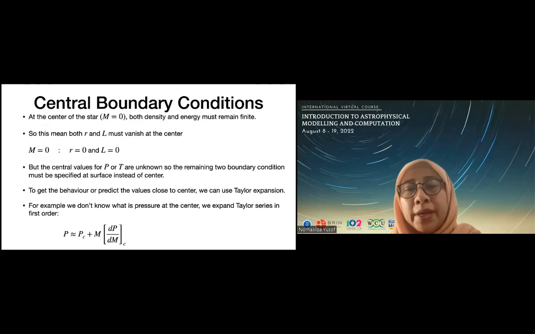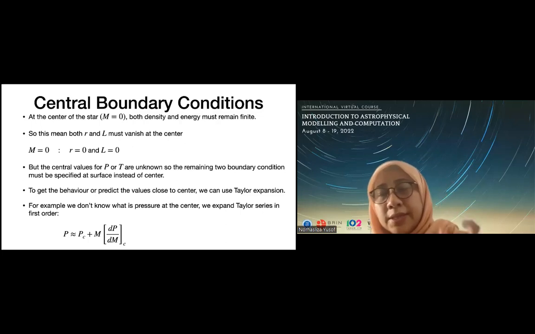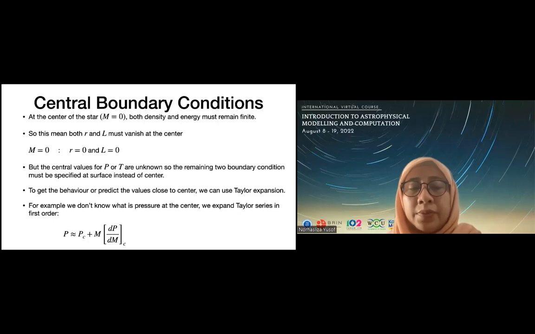And then we expand using the Taylor series, and we get the approximation of the pressure at the center plus the mass times the rate of change of pressure with mass at the center. Usually a Taylor expansion is a very long expansion, but for stellar evolution we only take the first order, to make it easier to calculate. With the first order, we can estimate the pressure at the center. The mass is already known, and then we can see the rate of change of pressure when the mass changes.